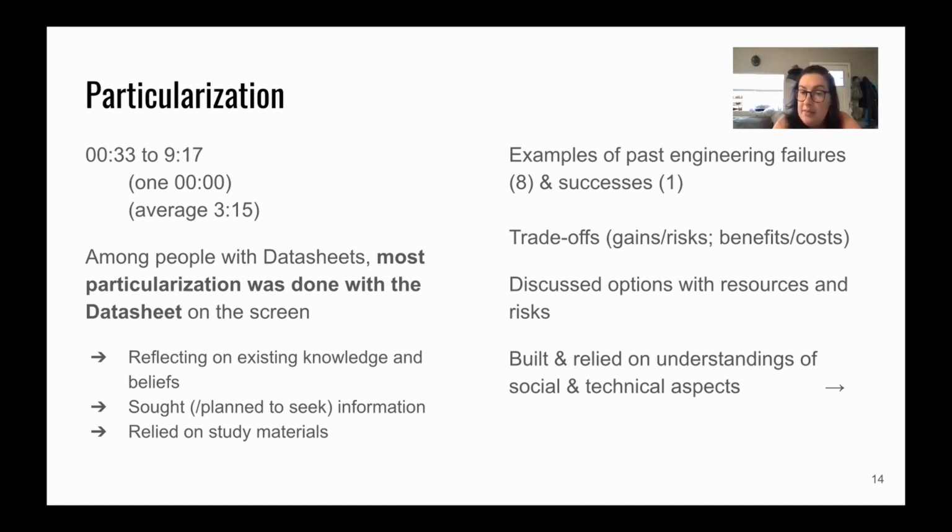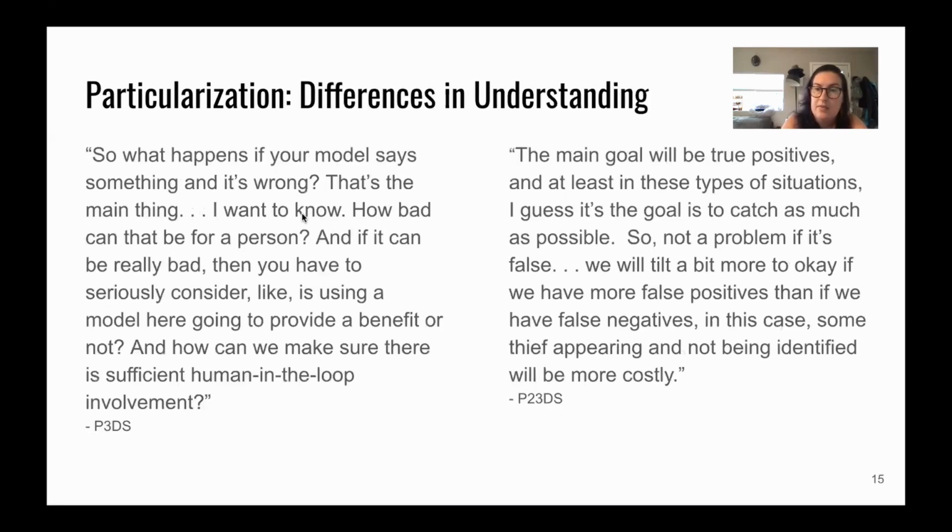They mentioned examples of past engineering failures and successes, trade-offs, and discussed options with resources and risk. They also built and relied on their own understanding that they developed during this phase, and I will give you an example of what that looks like. So these are two participants who both were relying on their existing understanding of false positives, the consequences of false positives and how they relate to this situation in particular.